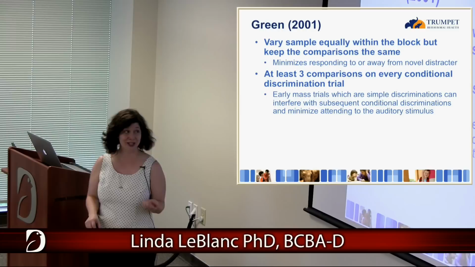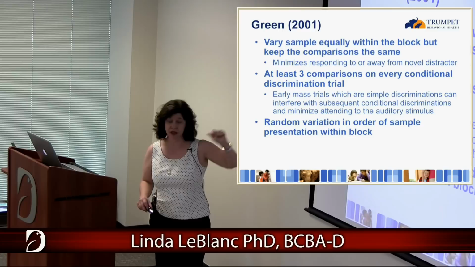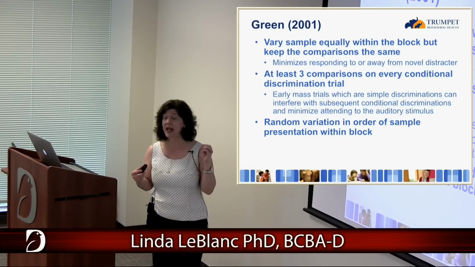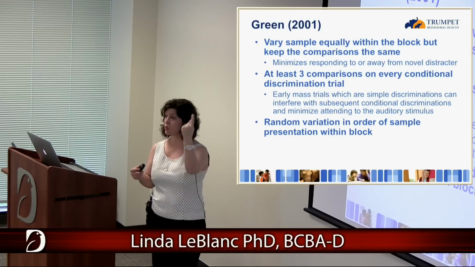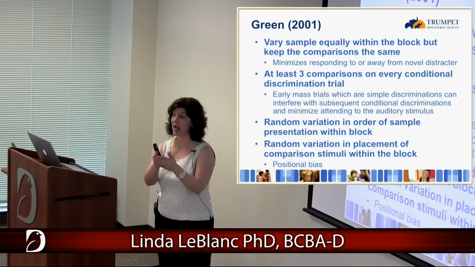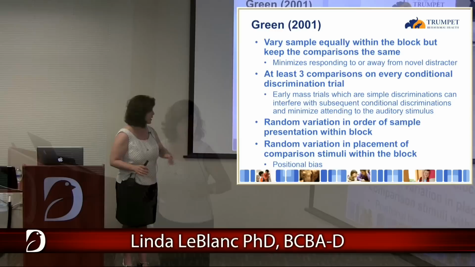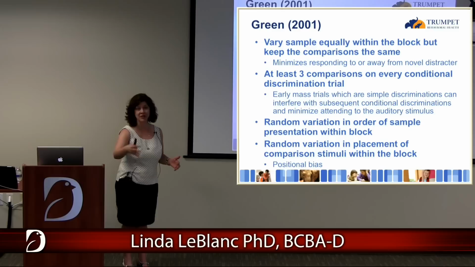So vary the sample equally, have at least three comparisons, random variation, and I actually prefer counterbalancing the sample presentation within the block. So that's the order of your targets. And then random variation, I prefer counterbalancing in the placement of the comparison stimuli within the block. That avoids positional bias of the right one just more likely happens to be on the right side, and so the learner starts always pointing to right, and doing so leads to a very high probability of reinforcement.